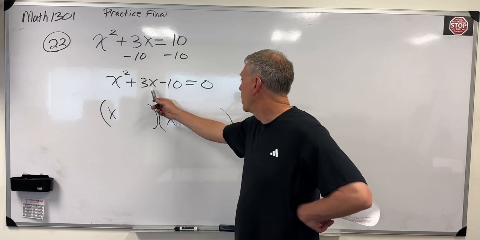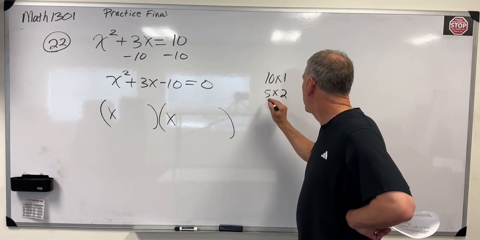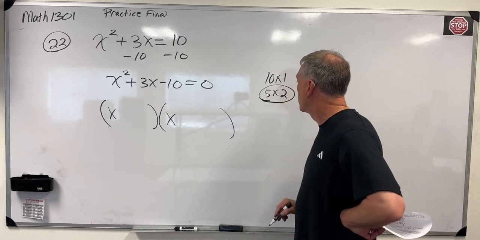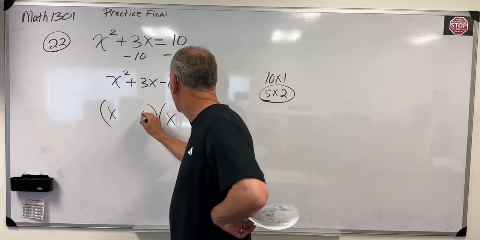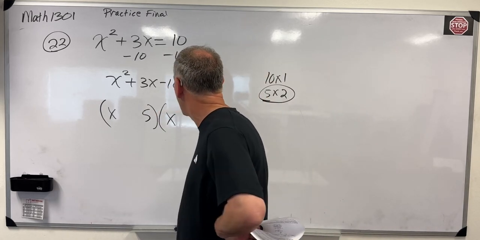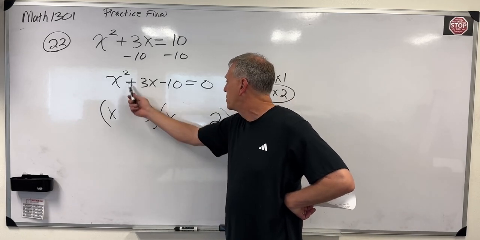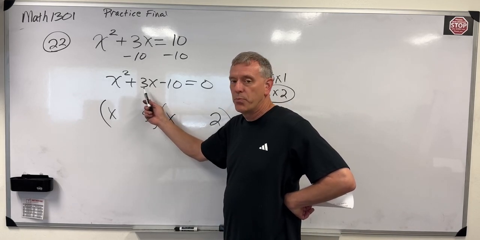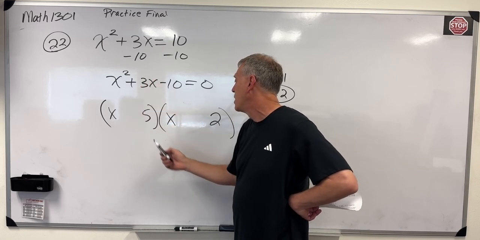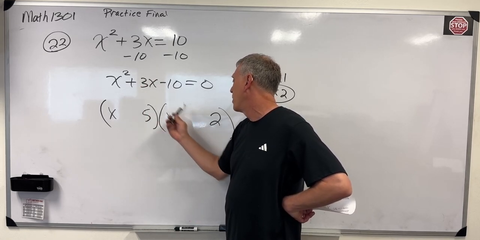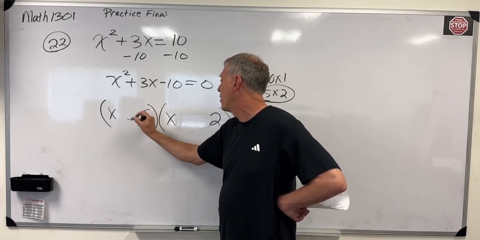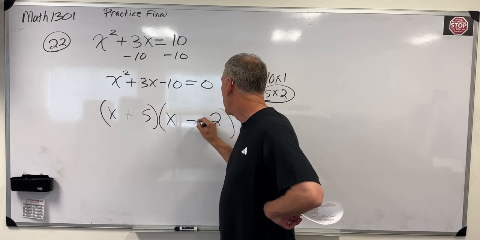Since this is negative, we're going to take the difference between the two, and that's the one that looks like the one we want. We want 5 and 2. The only question now is which one is positive and negative. And you see that we have a positive 3x there. That means the bigger is positive. If this was a minus 3x, we'd have a minus 5 here and a plus 2. But this is a positive 3, so we have a plus 5 and a minus 2.